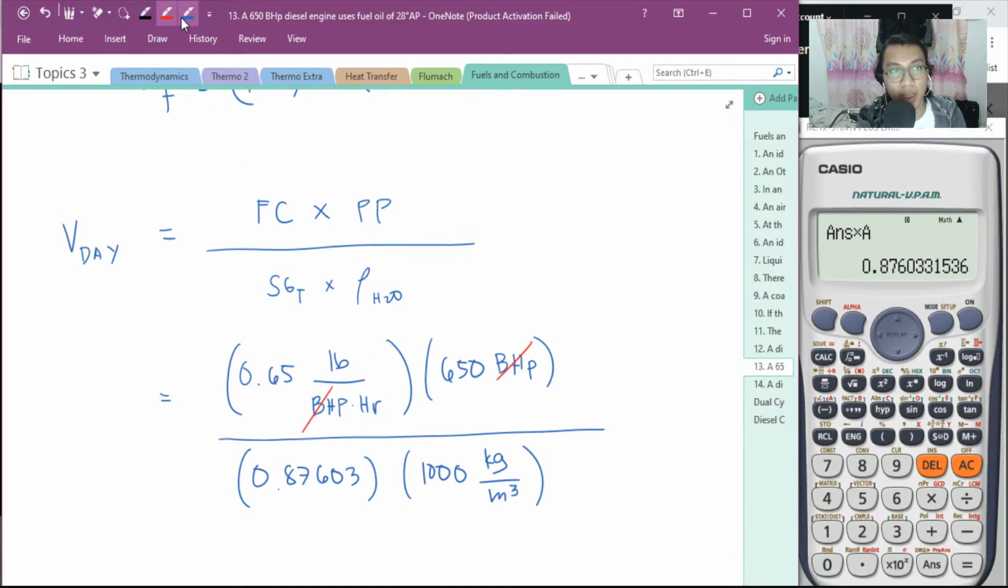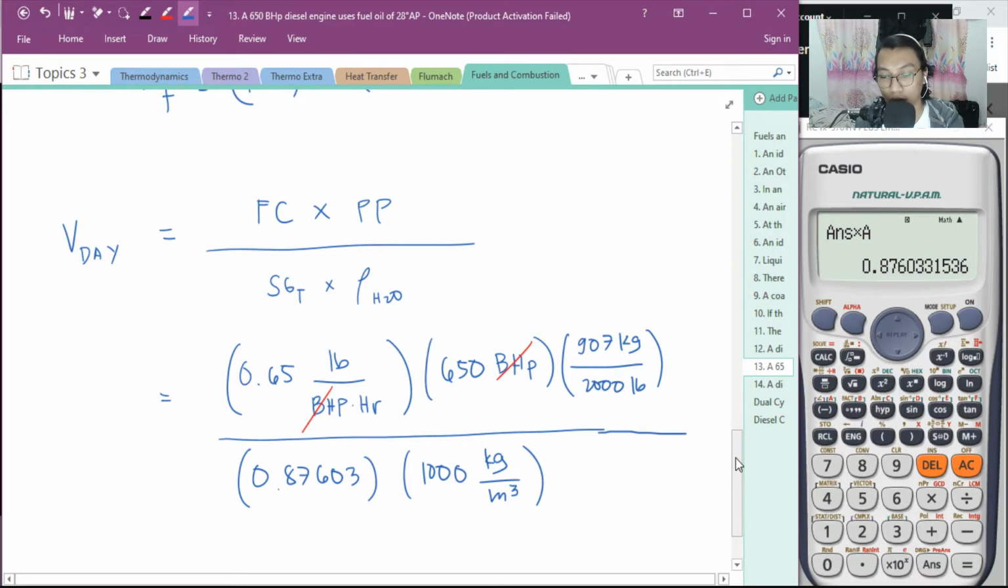Kilogram dapat ma-cancel. Okay. Sir, hindi ko matandaan yung conversion mo, sir, ng sa kilogram. Meron tayong 907 kilogram per 2,000 pound. Meron din tayong 1 kilogram per 2.205 pound. Anong gusto mong gamitin? Whatever you prefer. What I do prefer, ito, 907 kilogram per 2,000 pound, para maiba lang. Sa akin kasi mas madali ito tandaan. Equal din naman yan sa 1 over 2.205. So, makakancel yung pound, yung hour na lang ang problema natin.